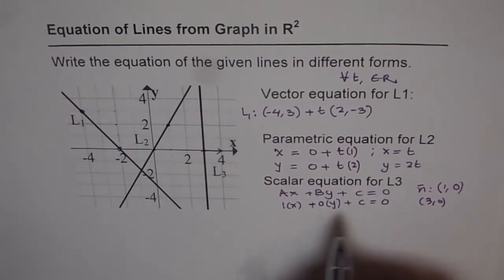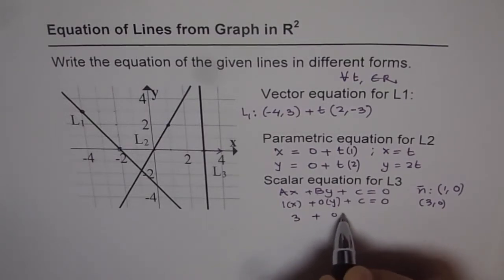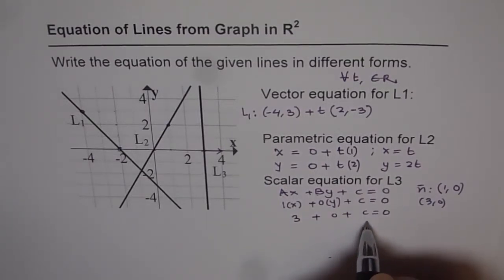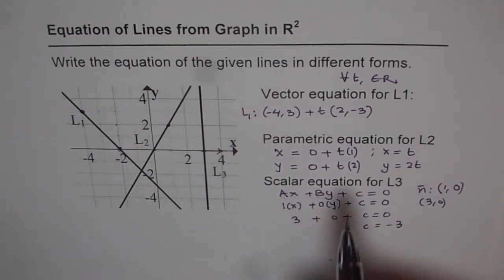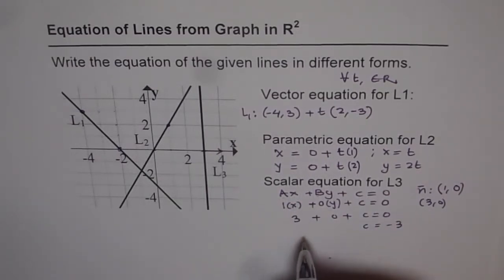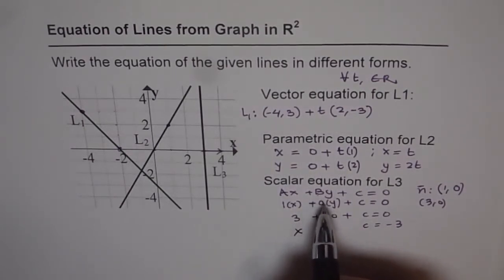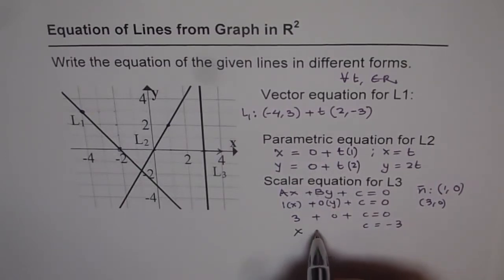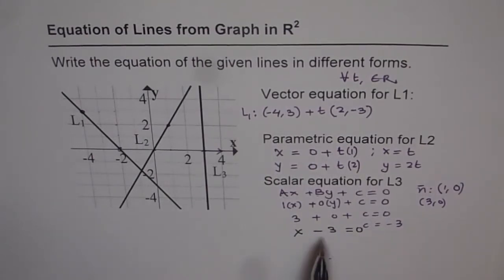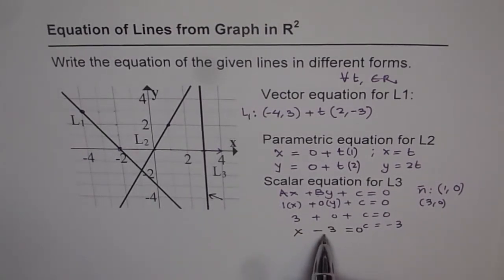In that case, if I place 3 for x, then what will I get? I'll get 3 plus 0 plus c equals 0. That means c equals minus 3. And now I can write down the equation of my line in scalar form or Cartesian form. It is x, since a is 1; y is 0 since b is 0, therefore the middle term is missing; and for c it is minus 3. So x minus 3 equals 0. That is the equation of this particular line, right?